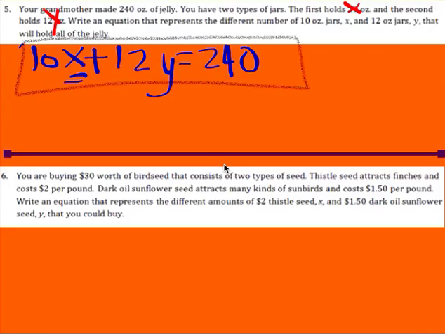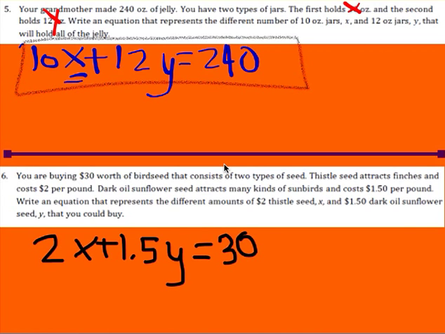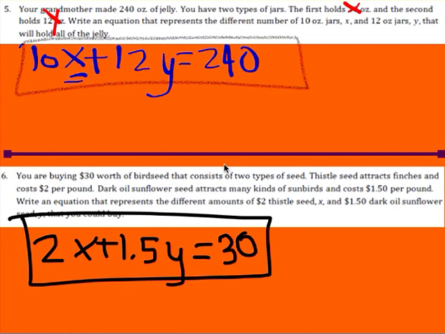Okay, so for every X pound of thistle seed that we get, it's going to cost us $2. For every Y pound of dark oil sunflower seed, it's going to cost us $1.50, which I can also write as 1.5. Now, we're just going to assume that we're going to spend exactly $30. So that right there is our answer. It's written in standard form and it is ready to go.